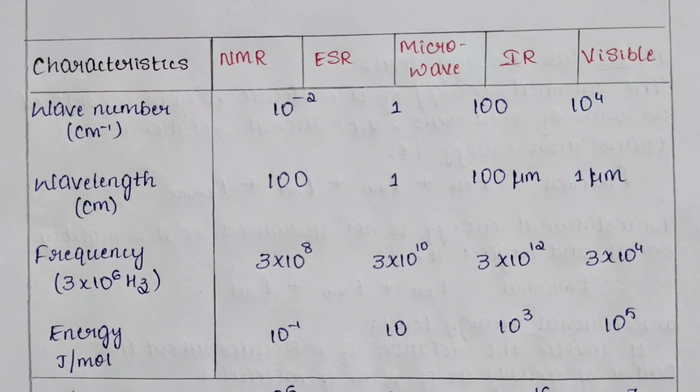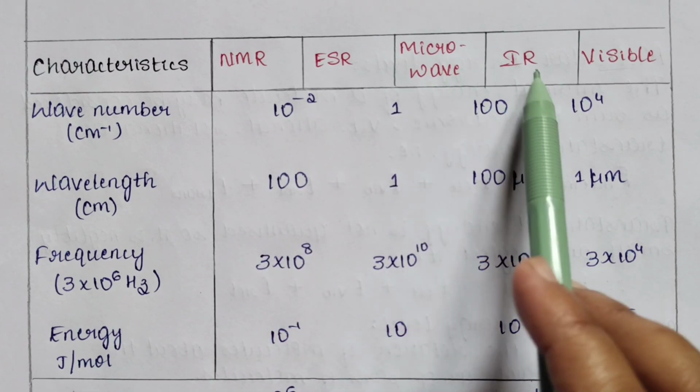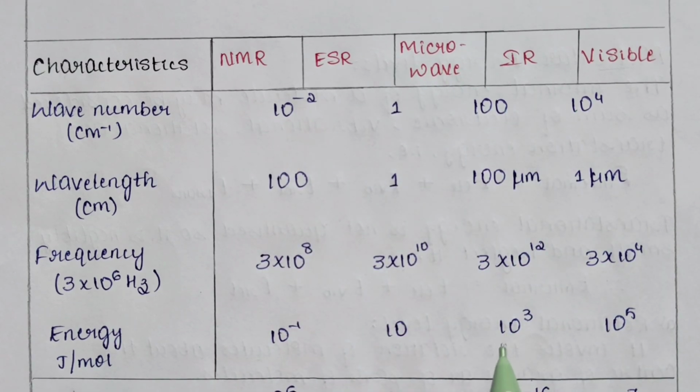And the energy, which is expressed in joule per mole, when the molecule lies between the range of NMR and ESR is 10 raised to the power of -1. For ESR and microwave it is 10. Between microwave and IR it is 3 into 10 raised to the power 3, and for IR and visible it is 10 raised to the power of 5.